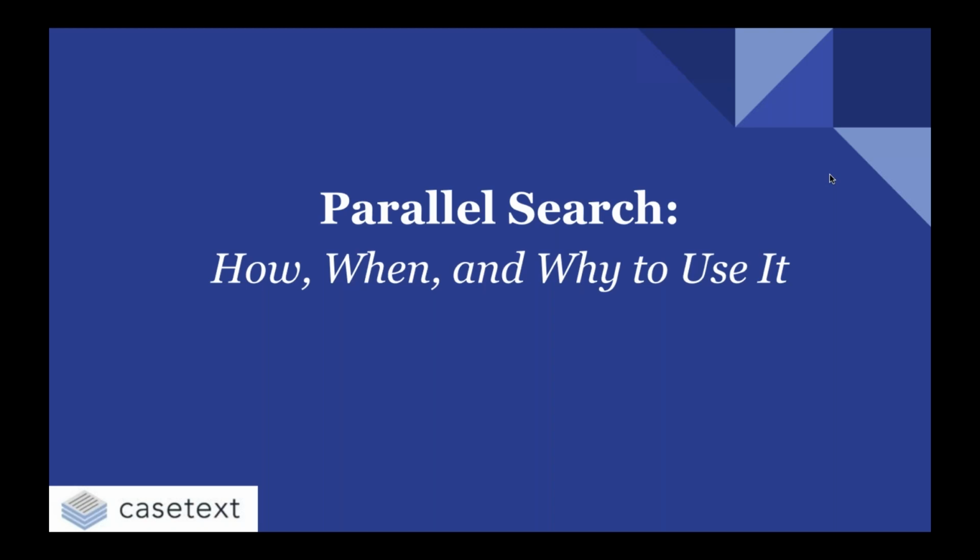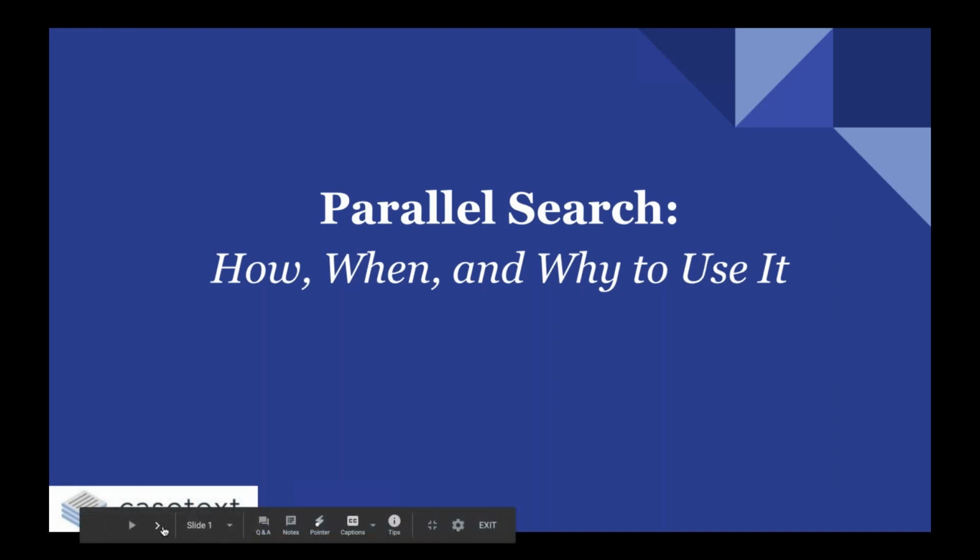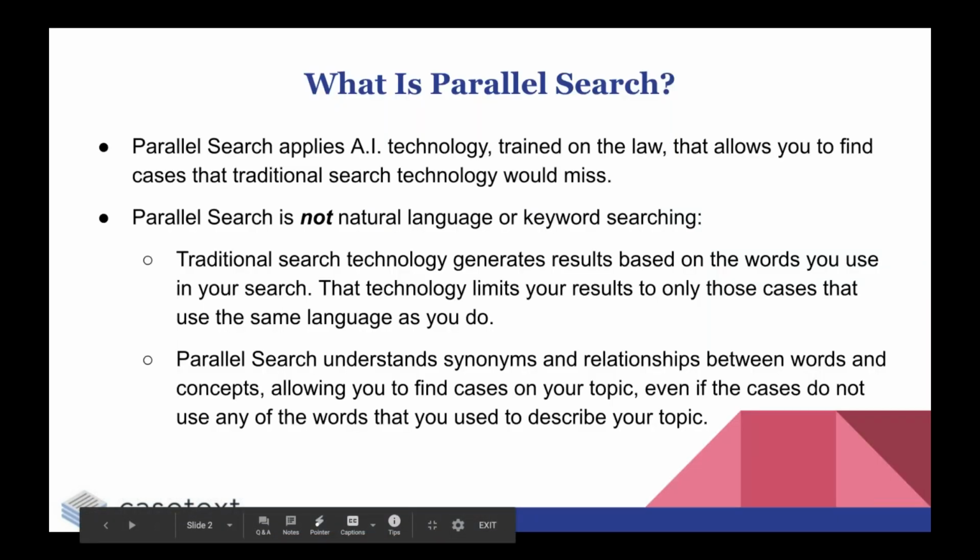I'm going to be hosting a webinar about our new parallel search engine. I will explain what it is, how it differs from traditional search engines, and how you can use it to conduct legal research. But first, what is parallel search? Parallel search is an artificial intelligence neural network, which has been trained on the law.